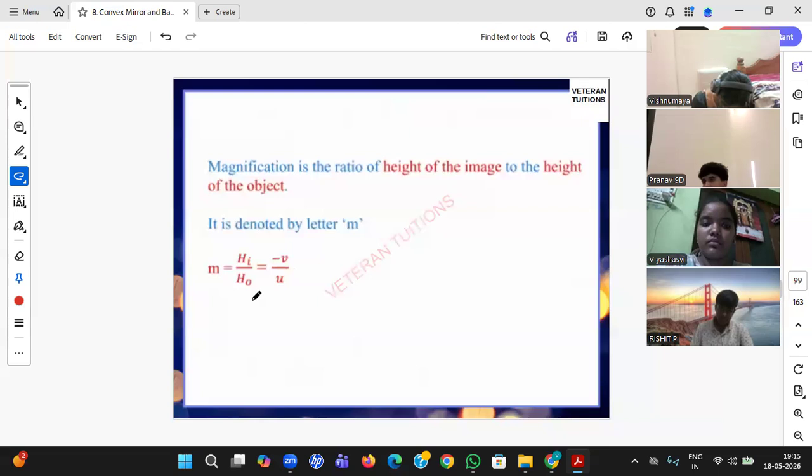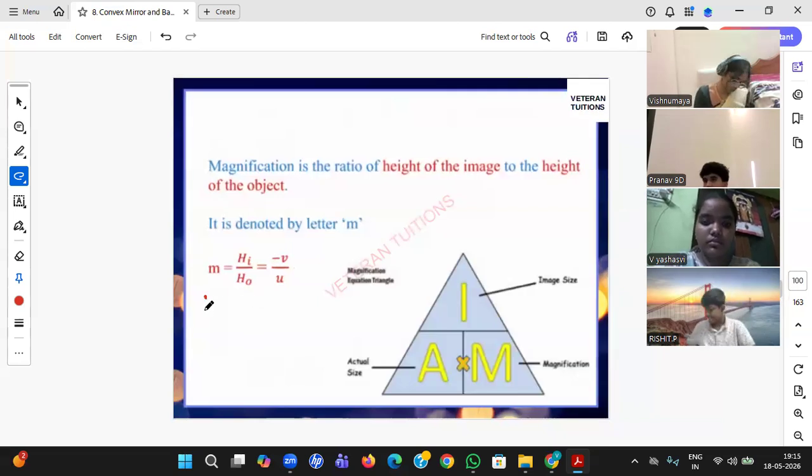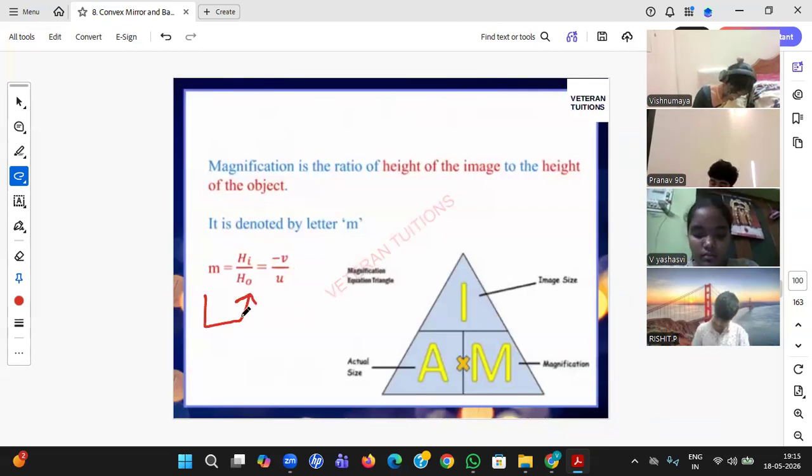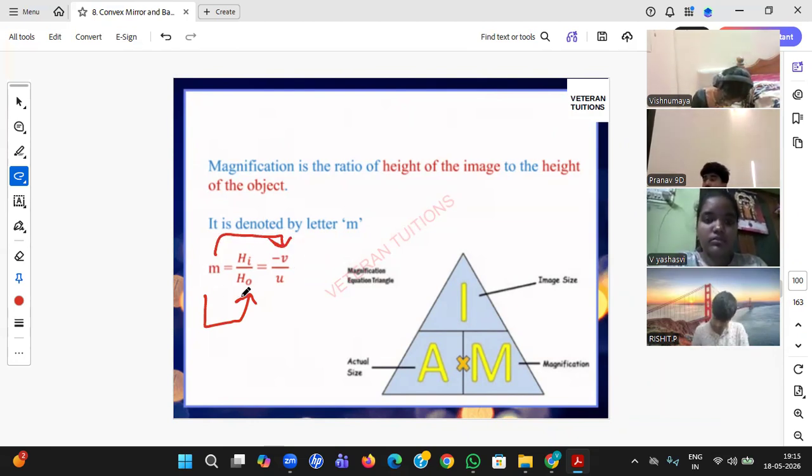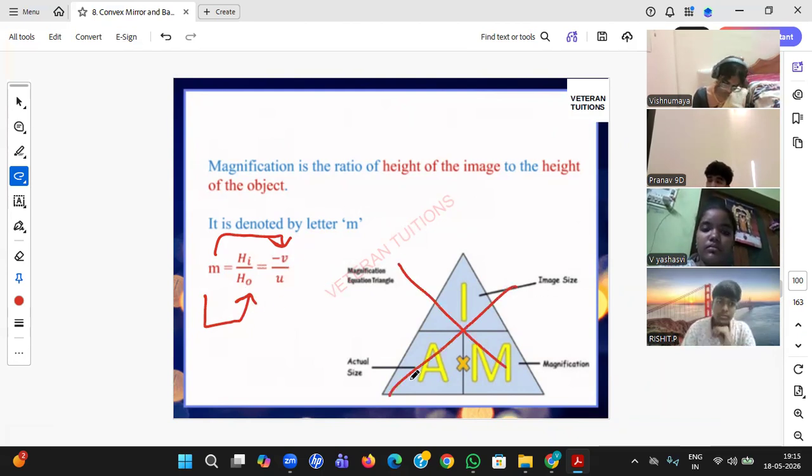Okay, please take another formula, very important formula. In tomorrow's numerical, you will be seeing which formula you need to use according to the given data. Magnification is hi by h naught equal to minus image distance to object distance. Hi by h naught equal to minus v by u, image distance to object distance with a negative sign. This one is not required, student. Hi by h naught equal to minus v by u.